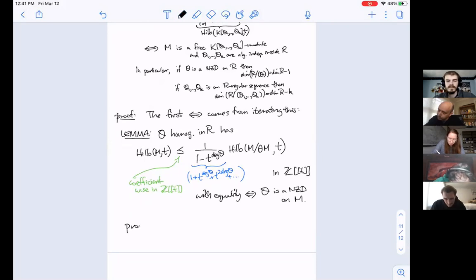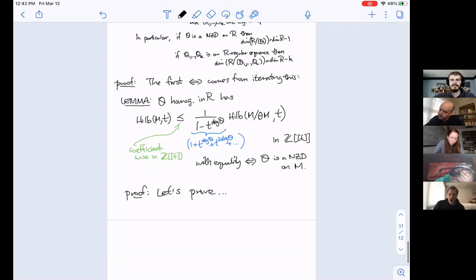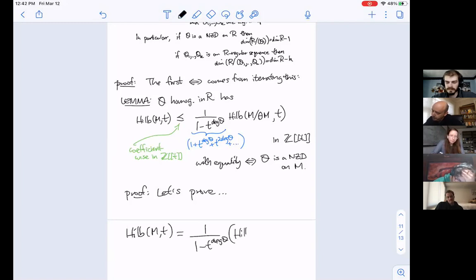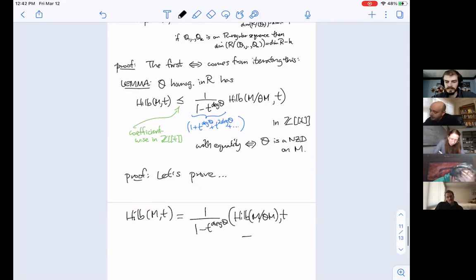So proof. Let's prove an equality. Precise thing, which is: the Hilbert series of M of t, how does it relate to the quotient? Well, it's equal to the same expression in front. And then what you got is the quotient, its Hilbert series, minus something that's got non-negative coefficients, namely t to the degree of theta times the Hilbert series of the annihilator of theta on M.